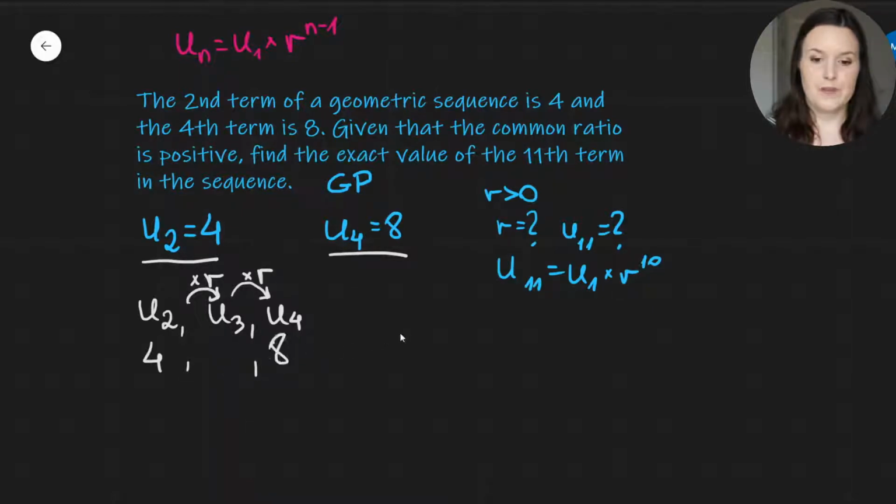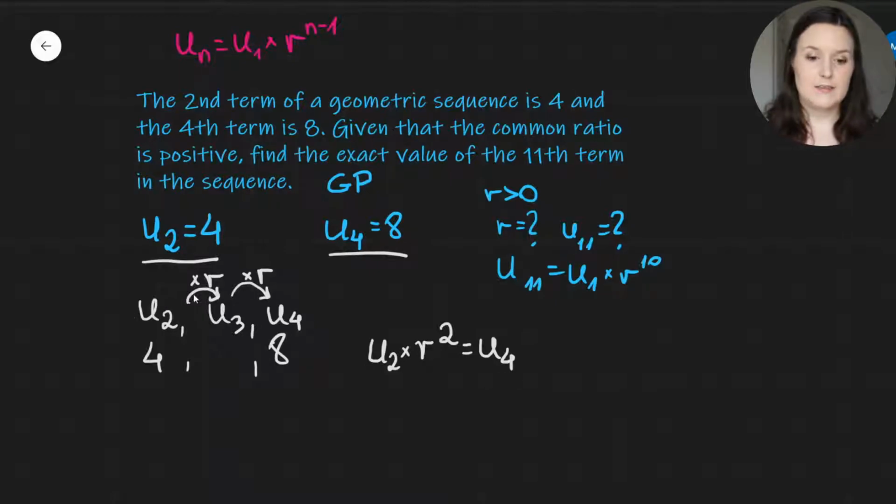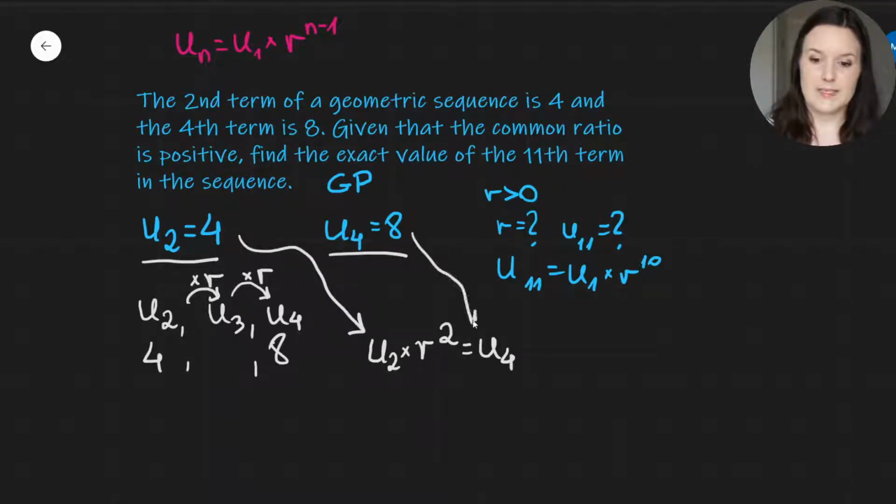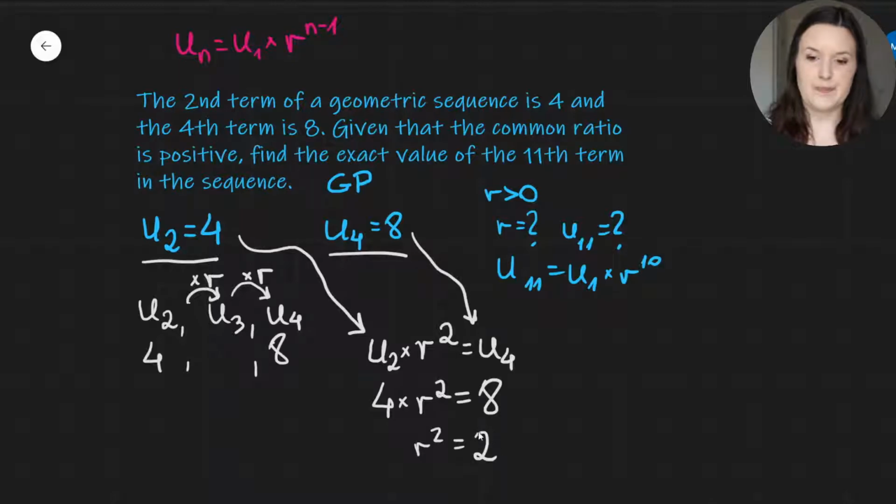So the second term times r and times r again, so times r squared, is the fourth term, right? Second times r squared is fourth. If I substitute what I have here, u2 is 4, u4 is 8, I get that r squared is 2.